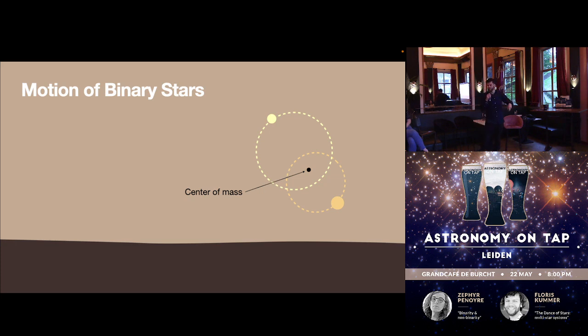Now, afterwards, the stars will keep repeating the same movements. And that means that actually the motion of the binary stars is predictable and stable. Yeah? And this is something that was already actually figured out in the 16th century by the famous astronomer Johannes Kepler.